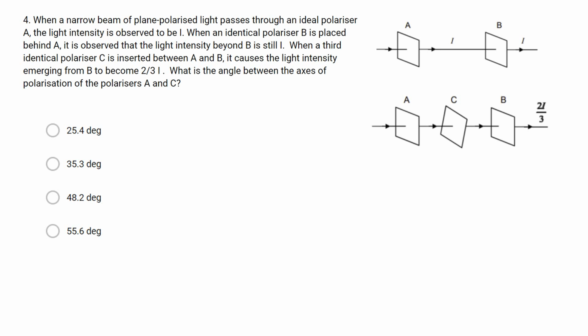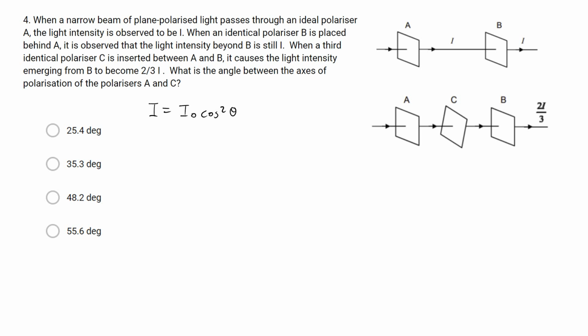If you recall, Malus's law states that I equals I naught cosine squared theta, where I refers to the intensity of the light after passing through the polarizer, I naught refers to the intensity of the light before passing through the polarizer, and theta refers to the angle between the axis of polarization for the polarizer and the orientation of the light. So let's look into the further details of the question.